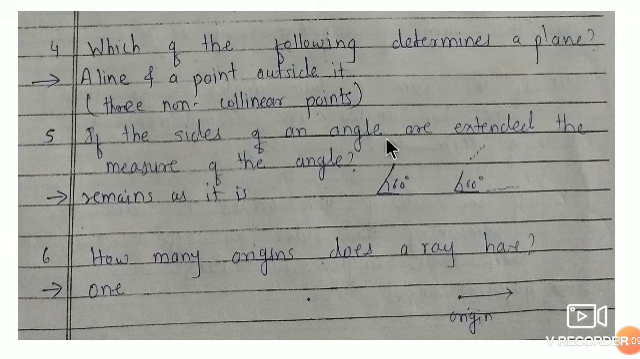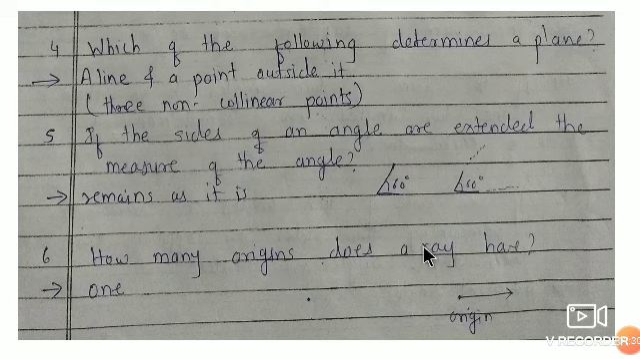If the sides of an angle are extended, the measure of the angle is, here if this angle is of 60 degrees, and if we extend the arms of the angle, the measure of the angle will remain as it is. That's why the answer is remains as it is.